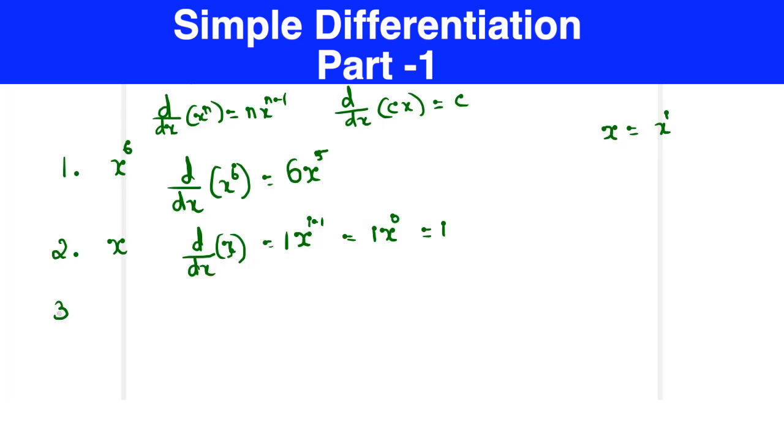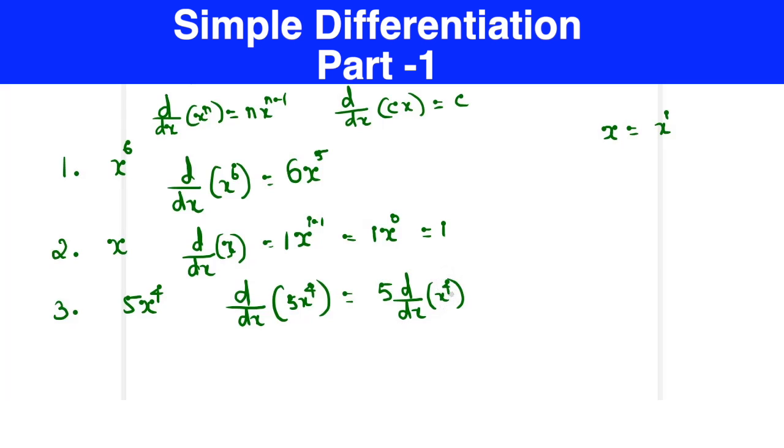Now let us take a third example, which is 5x to the power 4. Now I'm going to combine the second formula d by dx of cx is equal to c along with the formula that we have seen. Let's see how to do this. So d by dx of 5x to the power 4 means 5 is a constant. So I'm going to remove it out of the window. So I'm going to do only 5 d by dx of x to the power 4.